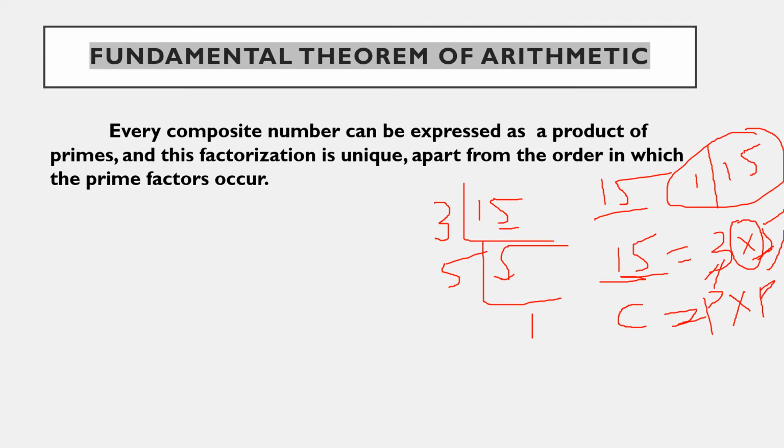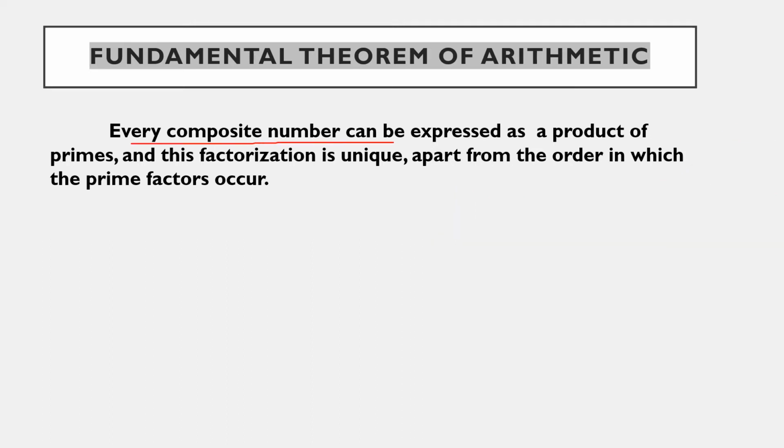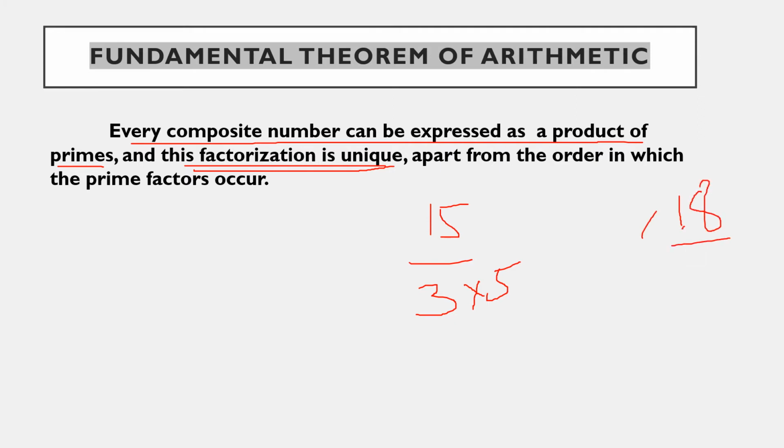So did you understand this? Every composite number can be expressed as product of primes, and this factorization is unique. What is this meaning? This factorization is unique means it is different for every number. Suppose 15 I got 3 into 5, right? So only for 15 I'll get 3 into 5. For other numbers it will be different. Okay, so for different numbers it will be different. Unique means this product of primes is possible only for this 15. So this is what the meaning of unique.